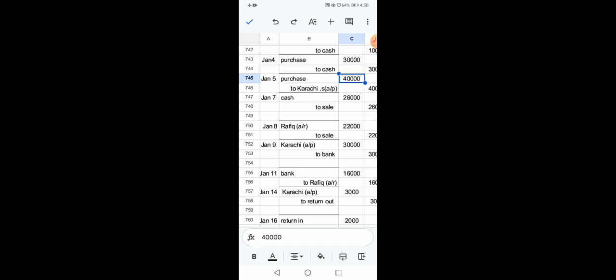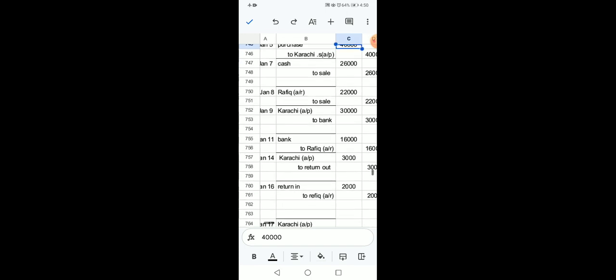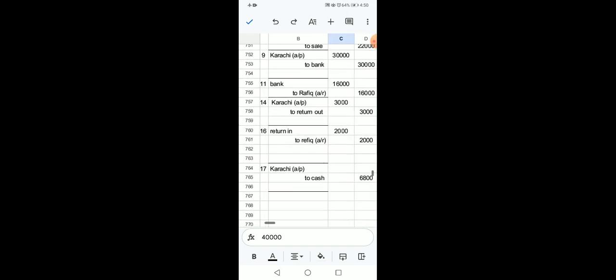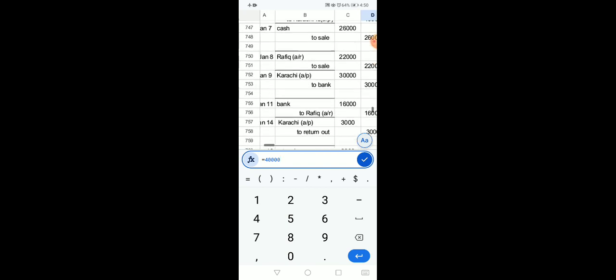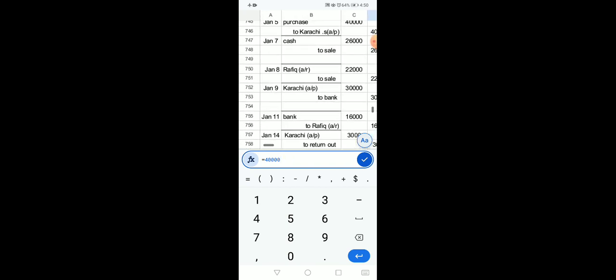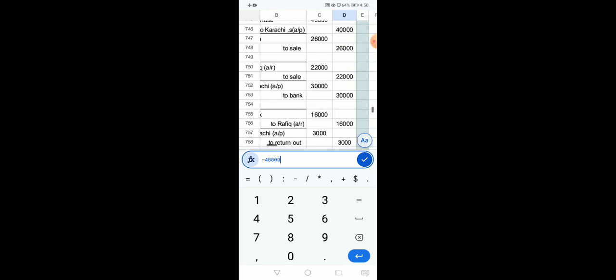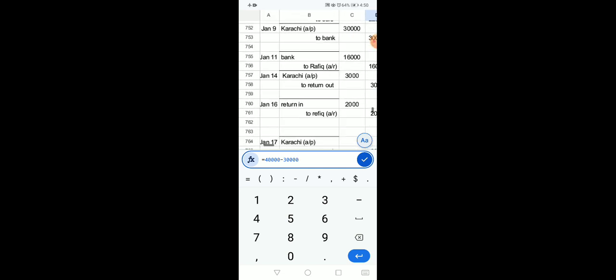So this is the first entry of Karachi, 40,000 of goods you have purchased. Write down over here. So total commodities you have purchased were 40,000. Go again. Here you have seen entry number 9. You have paid 30,000. So total commodities you have purchased worth rupees 40,000 and you have paid 30,000 in cash. It means liability has been decreased. Next entry is January 14 where you have returned goods.